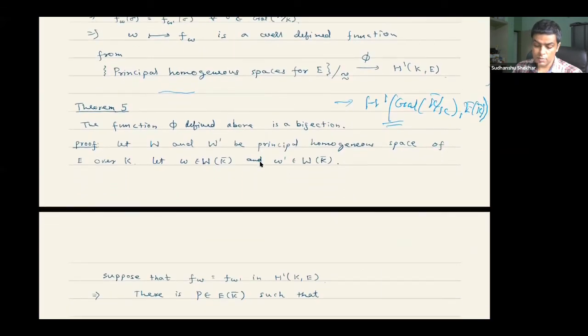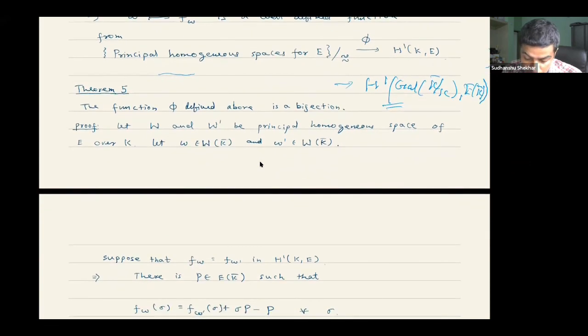Here is the main theorem of this section, which says that this function, sending principal homogeneous spaces to elements in H^1, is actually a bijection. So every element in the first cohomology group is associated to a space. It's not just that we got an element here, but the theorem says that given an element in H^1, we can get a principal homogeneous space also.